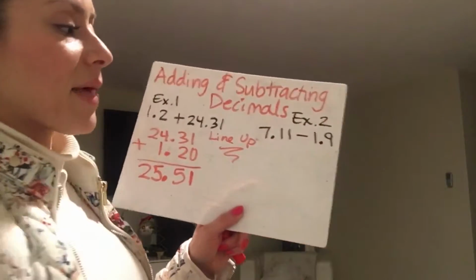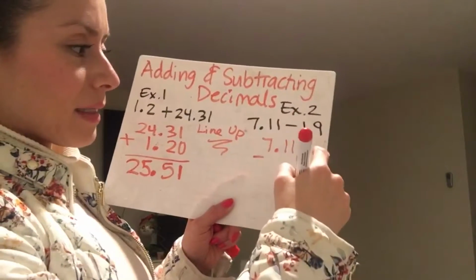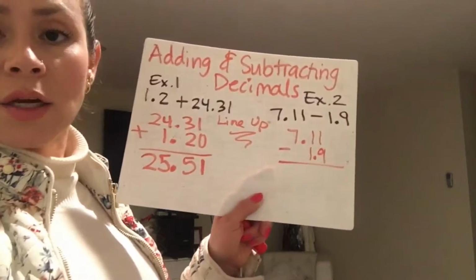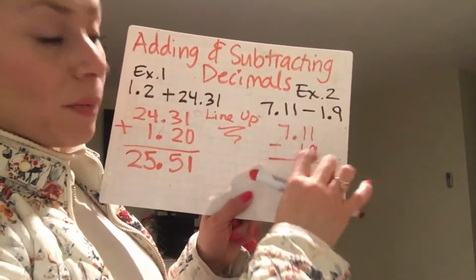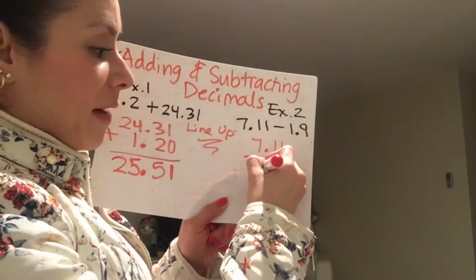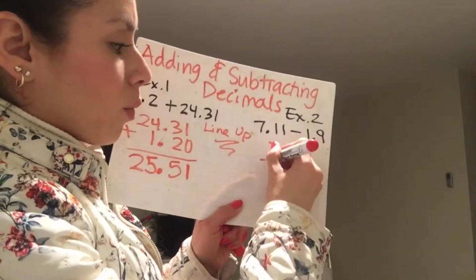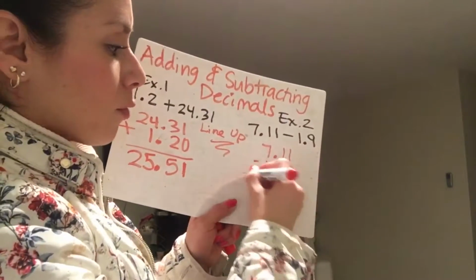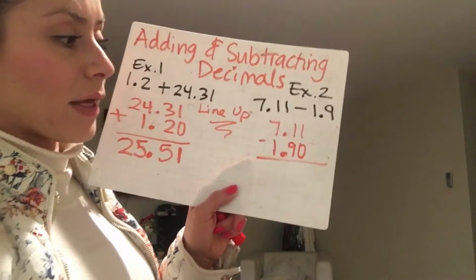So now let's look at 7.11 minus 1.9. So again, can we do this? No, we cannot, because this decimal place is not lined up with the other decimal place, which means I must line this up. The 1 must go here, the 9 must go under the first 1, and then you must have an invisible 0 right there that you can place.